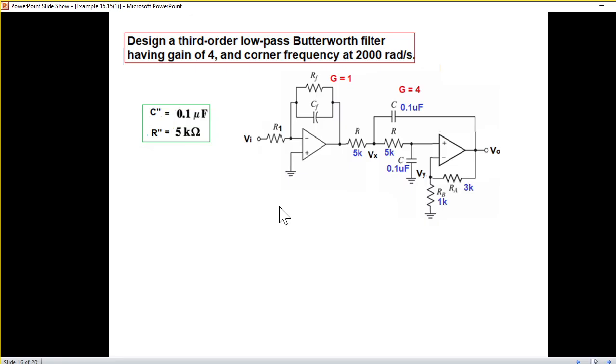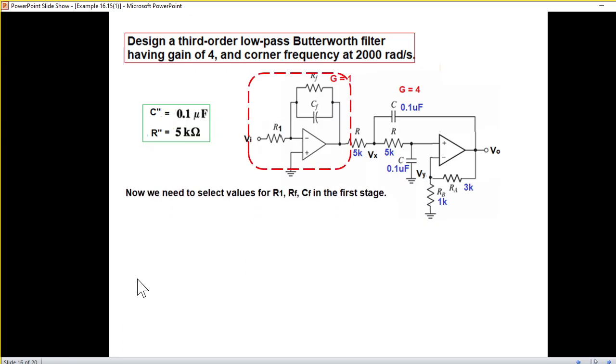Okay. So now we'll plug in all the values. This we have found to be 3K. This is 1K. Capacitor 0.1 microfarad we had taken, and the resistance 5K. So this should be able to get us a gain of 4. Now we need to find the values of the first stage.